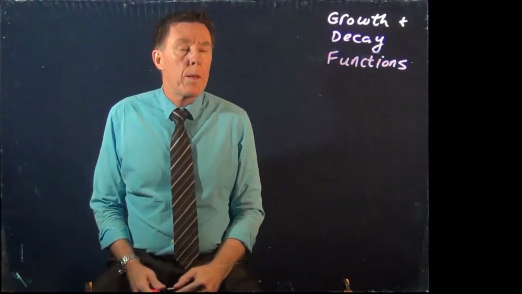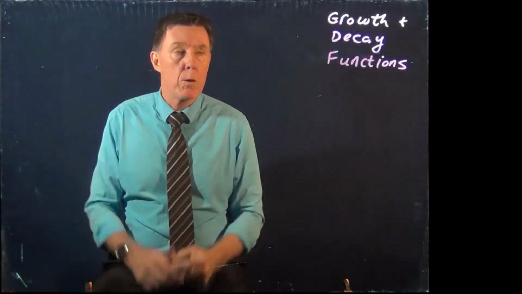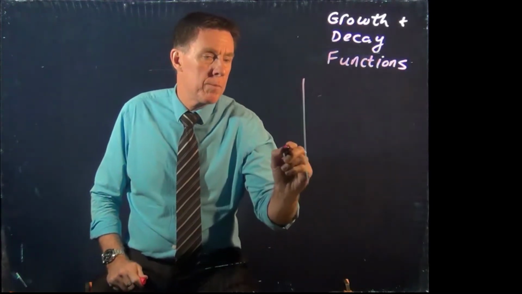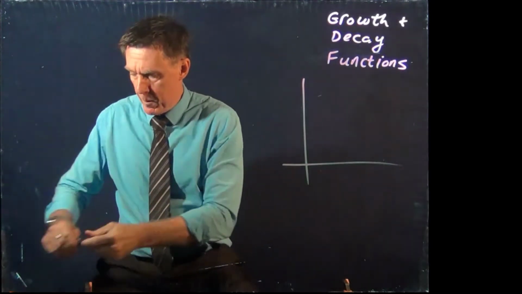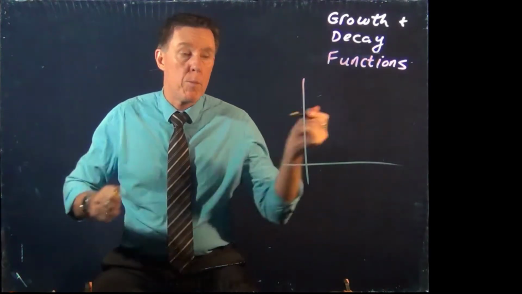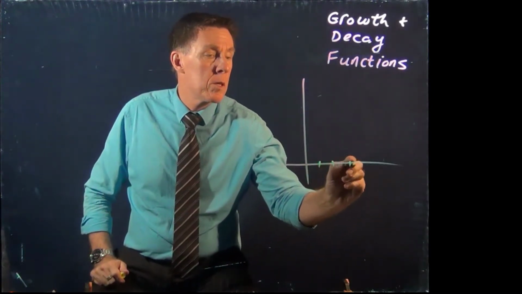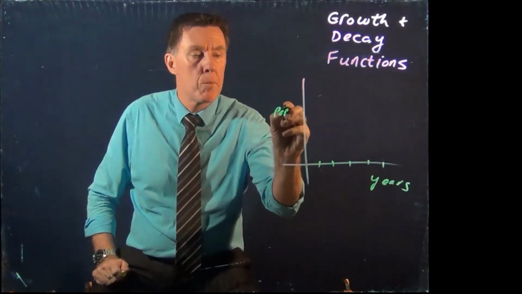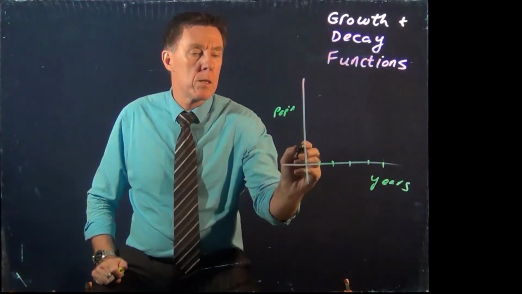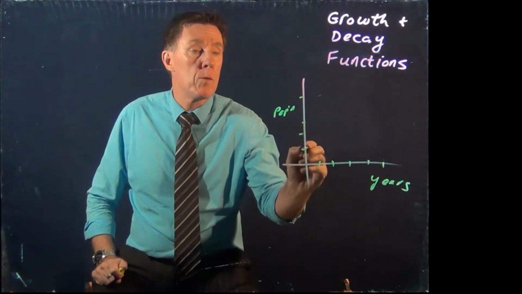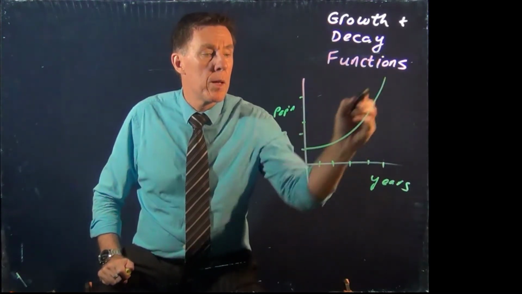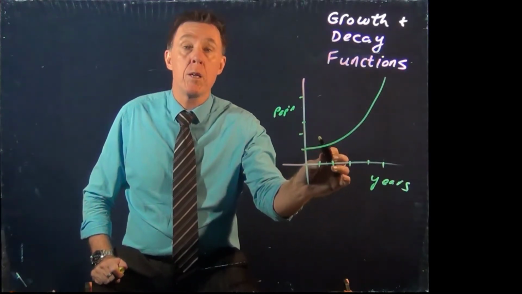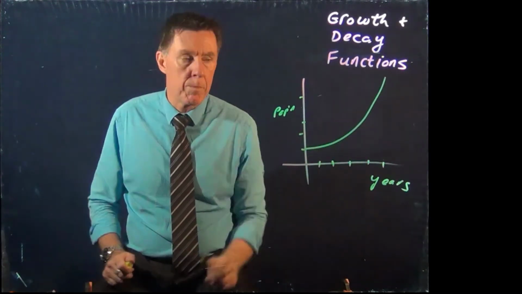Now, growth and decay functions are just values that grow or decay exponentially. We're looking at something like this. So if you've got data, it might be years across the horizontal axis and maybe population up the vertical axis, and so over time it's going to grow like that. So the growth each year is more than the growth of the previous year.